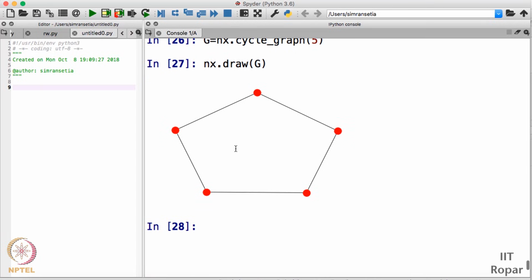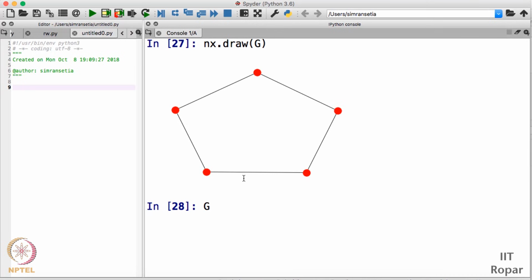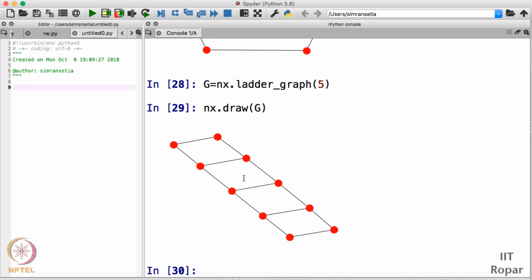So what next? There is another graph available in NetworkX, and that is the ladder graph. So I'll write nx.ladder_graph, and you supply one parameter here, and let us see what this parameter does. And nx.draw(G). So we supplied 5 here, and we have 5 nodes on each of its parallel edges. We have 5 nodes here and we have 5 nodes here. In this way, you can draw a ladder graph.